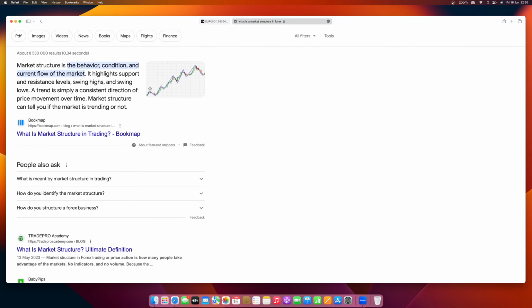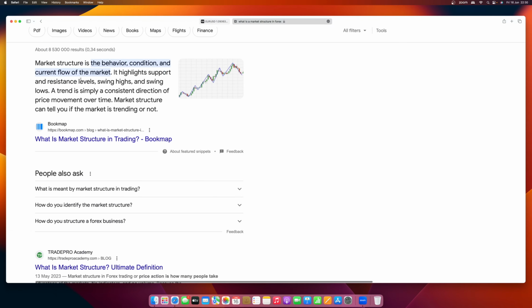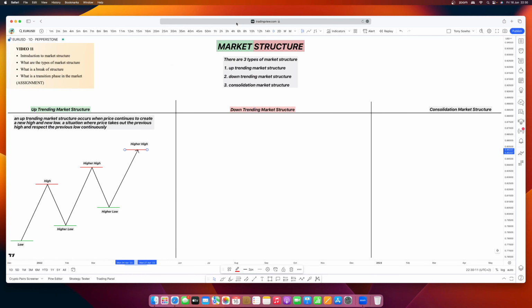It says, after identifying support and resistance, market structure can also help us to identify swing highs and swing lows. Now, what does that mean? Swing highs and swing lows. We can use this tool now, and then you can say this is a swing low here. That is a swing low. I can make that green. That is a swing low, serving as what? Support.